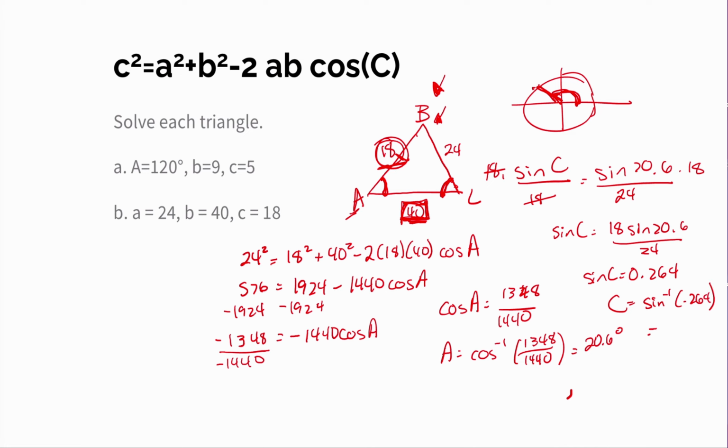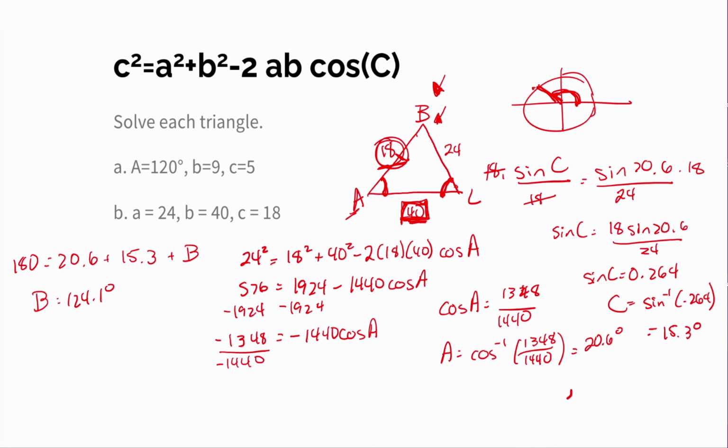And you're going to get that C is 15.3 degrees. And then we can solve for B by doing our 180 equals 20.6 plus 15.3 plus B. And when you add all that up and solve for B, you're going to get that B is 124.1 degrees.